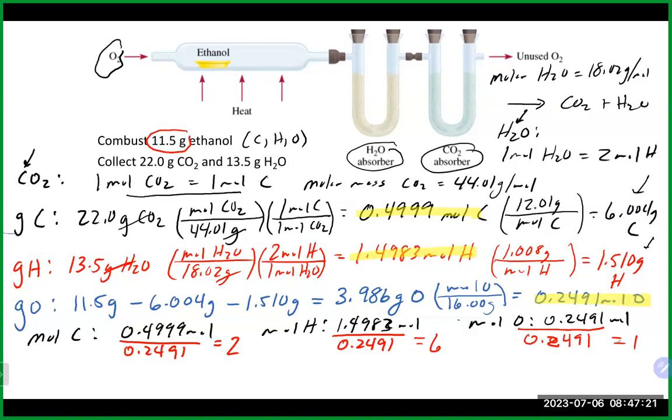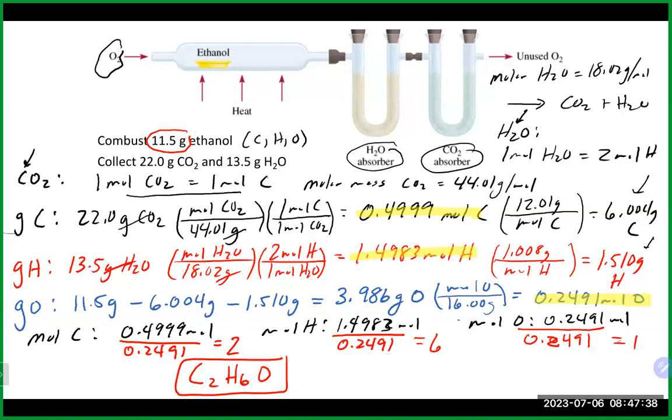And also for my carbon, it's like 2.01 or so. It is close enough to round. That means we all hit whole numbers. So C2H6O would be our empirical formula in this particular case.